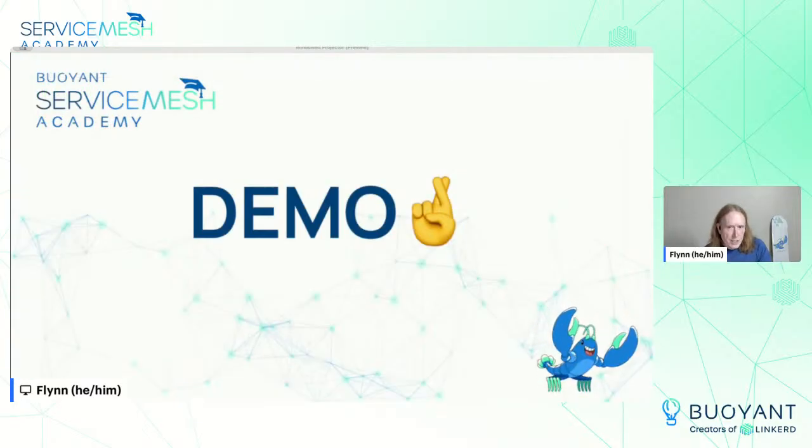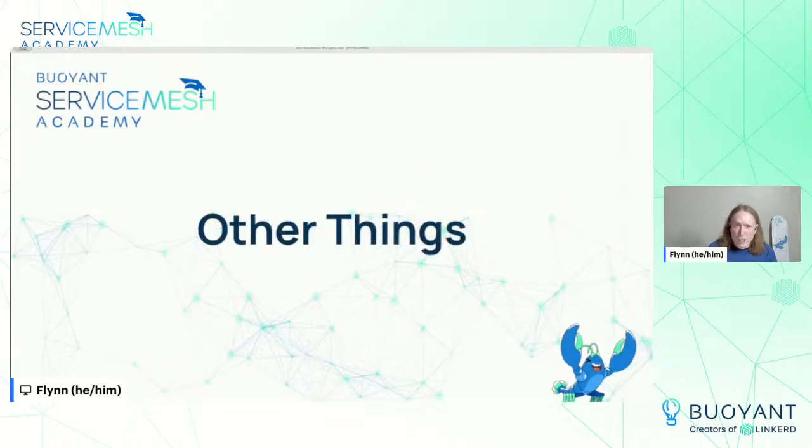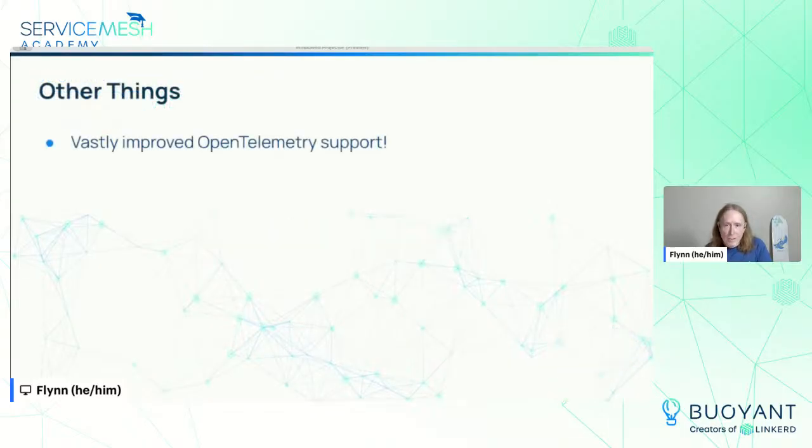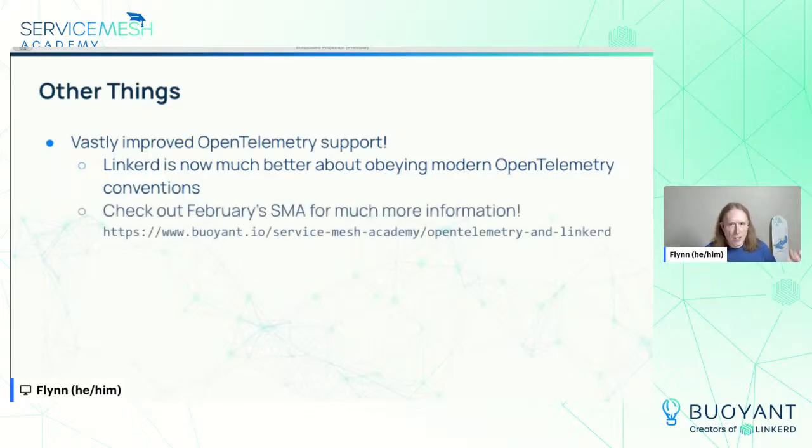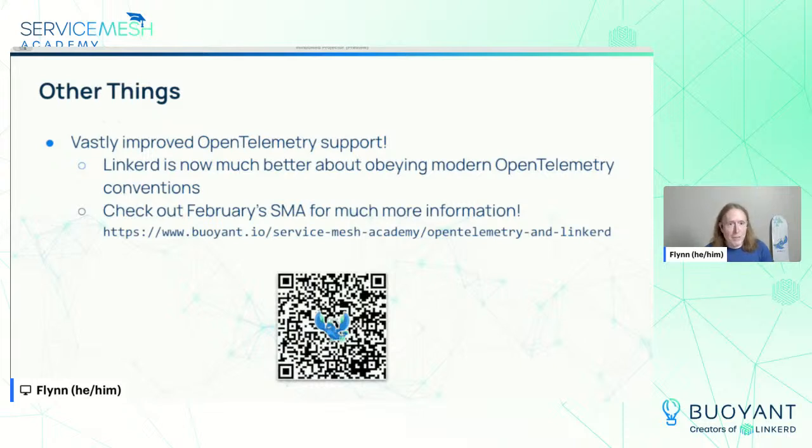Let's talk a little bit. Actually, before we talk about gotchas, let's talk a little bit about other things in 2.18. We have vastly improved OpenTelemetry support. We went through and did a bunch of stuff to try to make Linkerd better about obeying modern OpenTelemetry conventions and giving OTel collectors what they expect. We did an entire SMA on this in February with me and Michele Mancioppi. If you are interested in OpenTelemetry, I would strongly encourage you to check that out. It was pretty fun. There are a couple more things that we're trying to do to make this even better, so keep your fingers crossed.